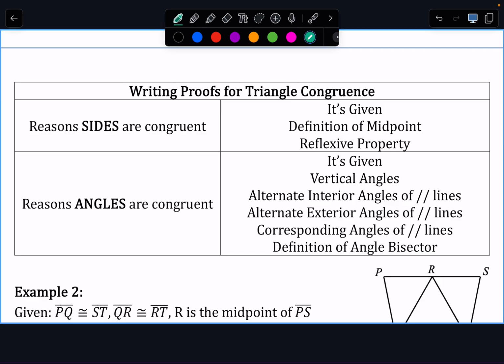Now, things that you might need to look for to help you with congruent sides that aren't given to us. You might get a midpoint, and you can use the definition of a midpoint to write 2 segments are congruent. A lot of times, we've already seen it 3 times, you will have to use the reflexive property where a side is congruent to itself. Okay? Things to look out for angles.